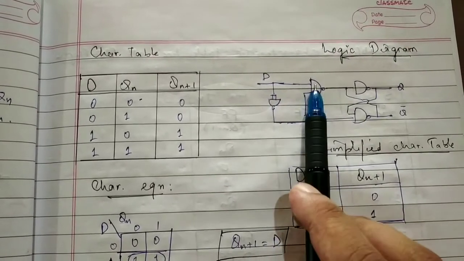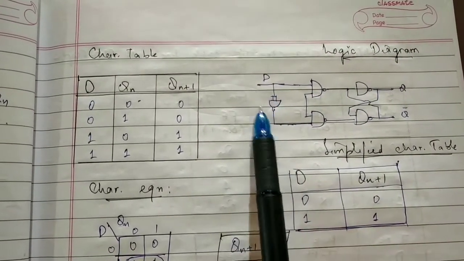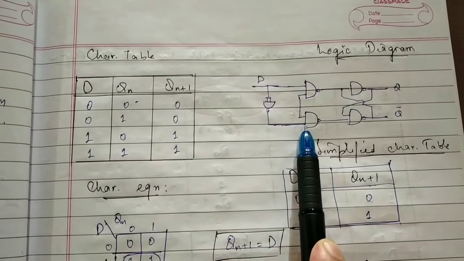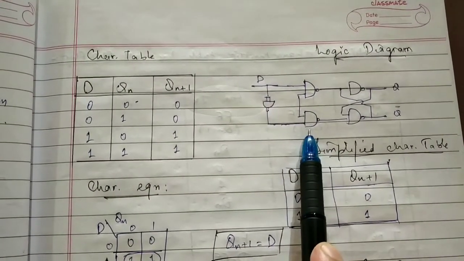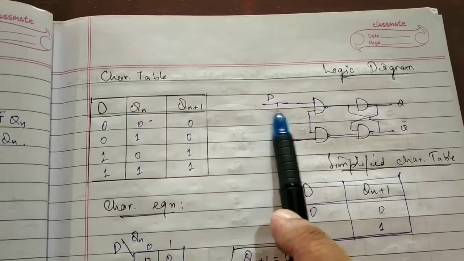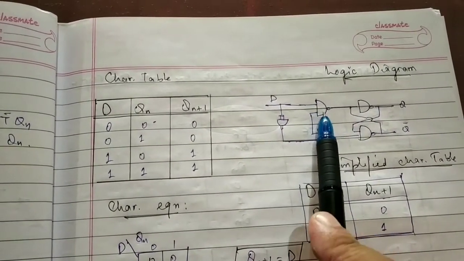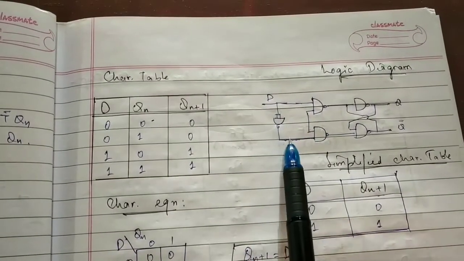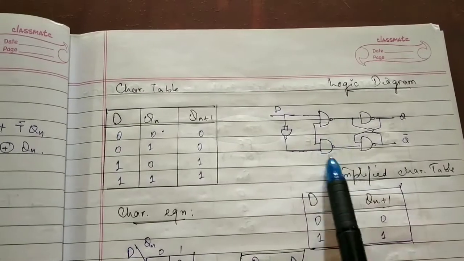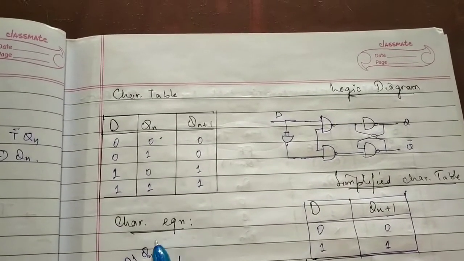The two input NAND gates share the same single input D, which is connected directly to one of the NAND gates, and this input is connected to the other NAND gate through an inverter. This completes the delay flip-flop logic diagram.